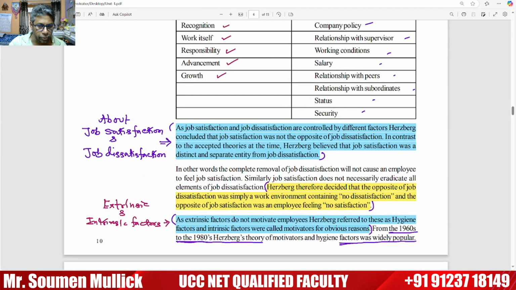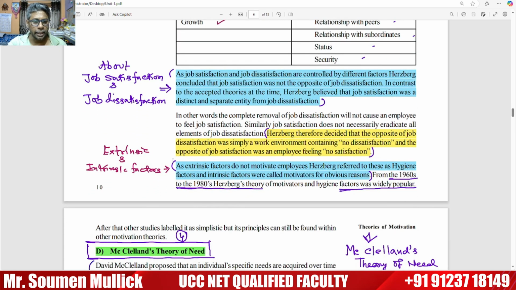Herzberg therefore decided the opposite of job dissatisfaction was simply a work environment containing no dissatisfaction. The opposite of job satisfaction was an employee feeling no satisfaction. So extrinsic factors do not motivate employees. Herzberg referred to these as hygiene factors, and intrinsic factors were called the motivator factors, for an obvious reason.